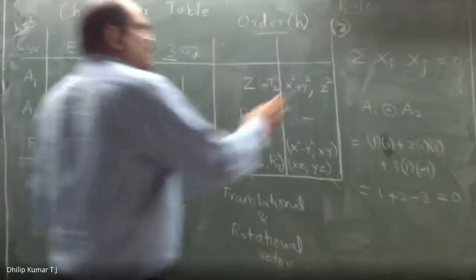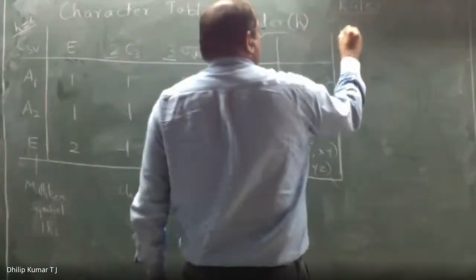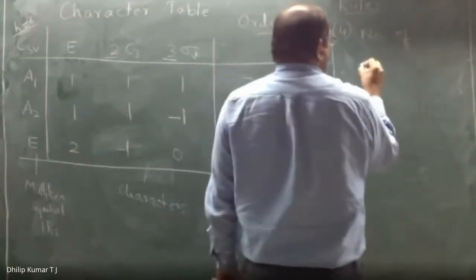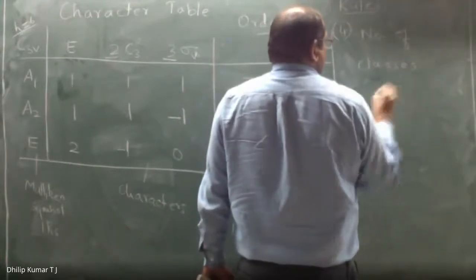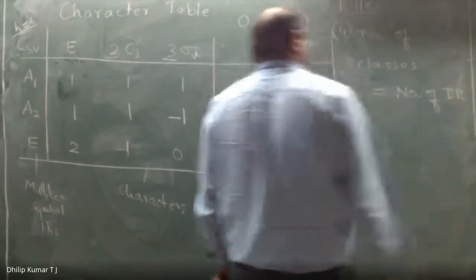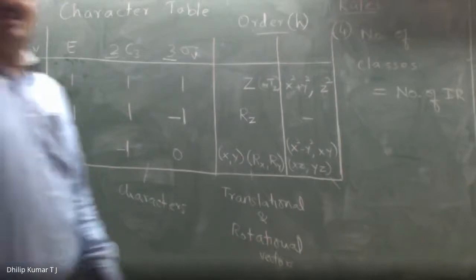And last, the fourth rule, is that the number of classes is equal to the number of IRs. Here in this C3V molecule we have 3 classes: E, C3 and sigma V. So then you will have 3 IRs, here in this case A1, A2 and E. So these rules are followed for any character table. Any questions so far?